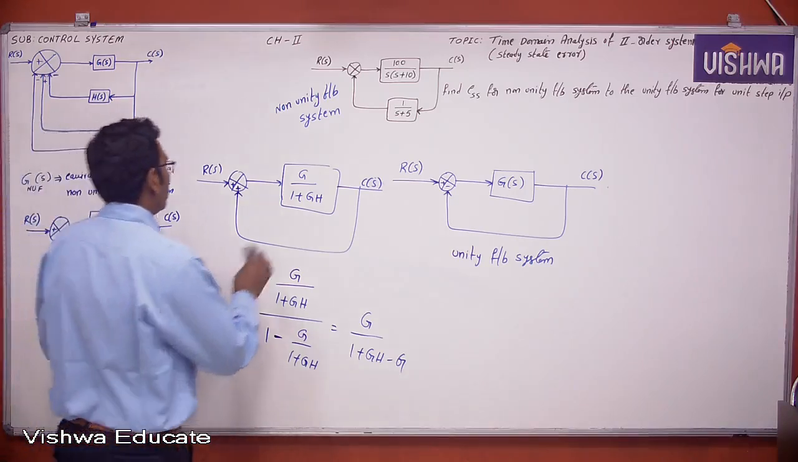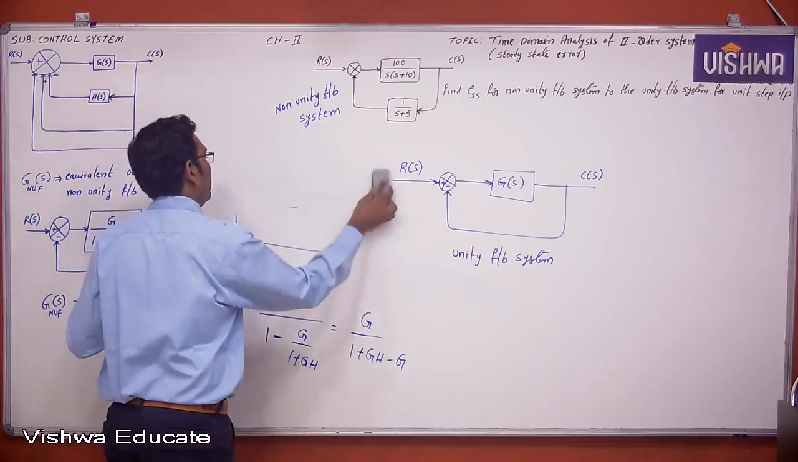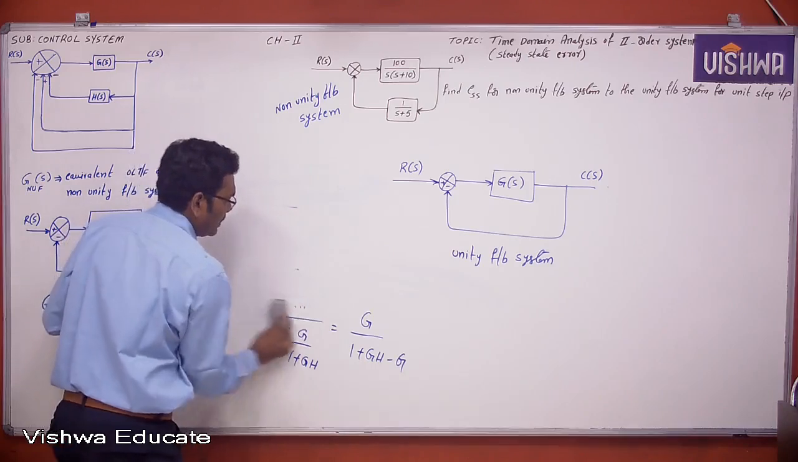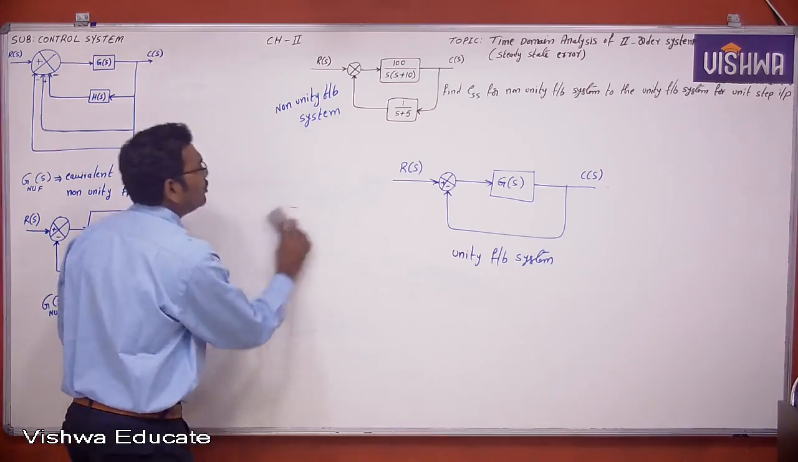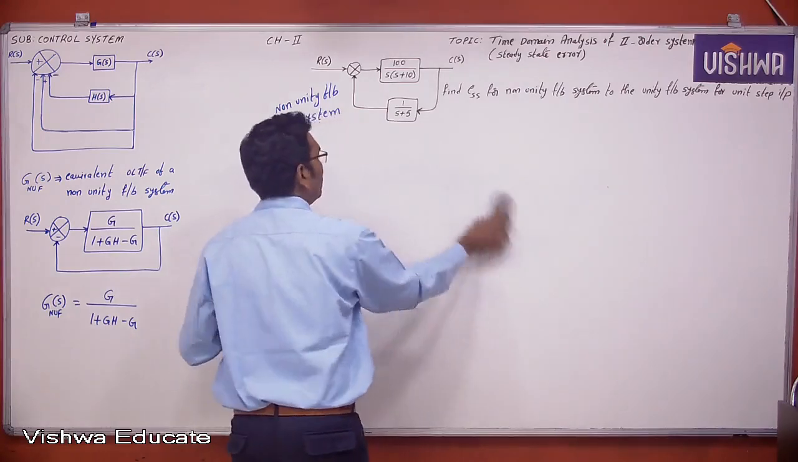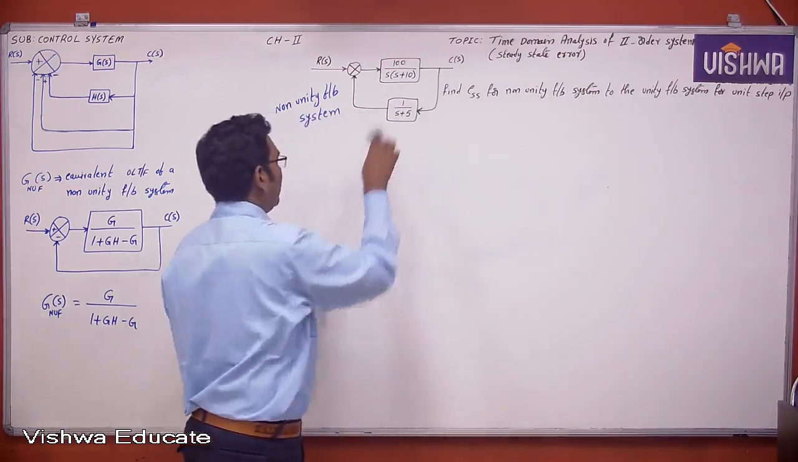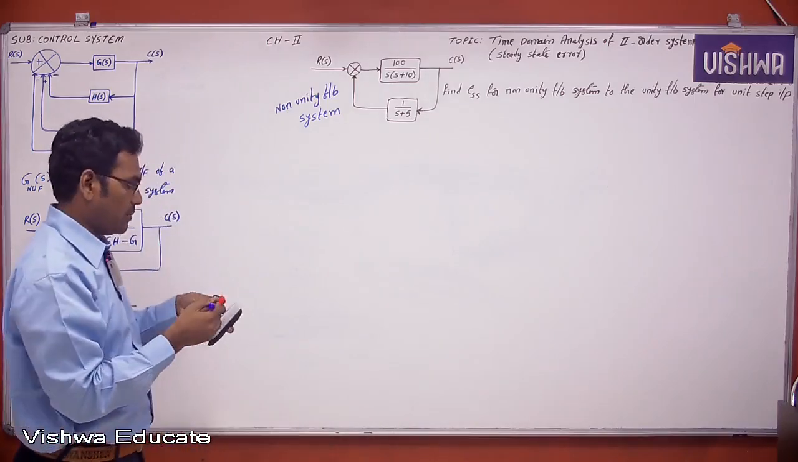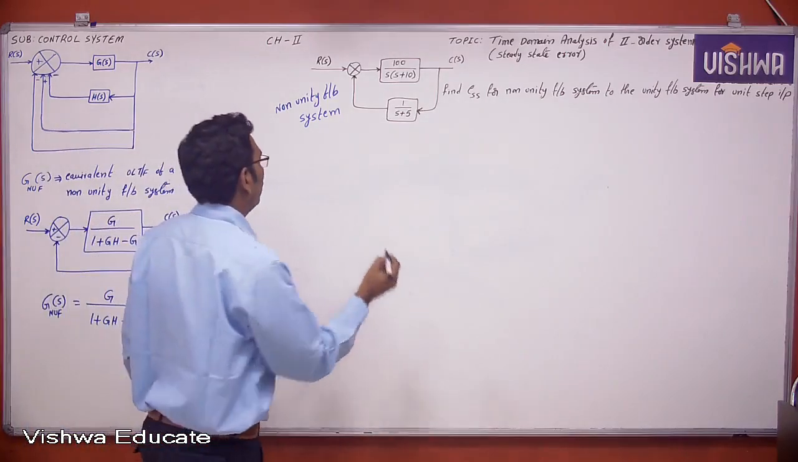Okay, so this is a very important topic. If any non-unity feedback system is given, you first convert it into a unity feedback system, then you find the steady state error. So first you find the transfer function. This is the closed loop control system transfer function.